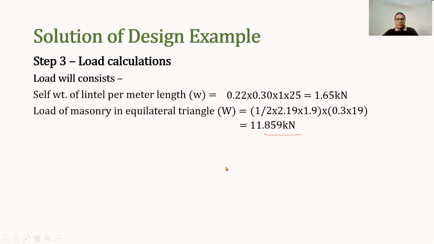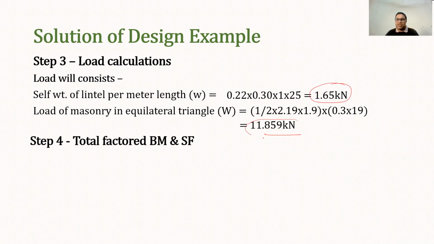Now we will move to the next step. Here you can see there are two different types of load. One is this one and the second one is this one. This load is basically the self-weight of the lintel beam, which is acting as a UDL, and this is the load acting as a triangular load. If I make the loading diagram for this beam, it will look something like this.